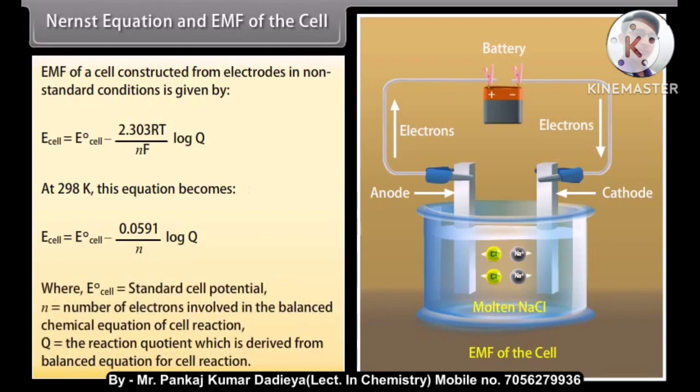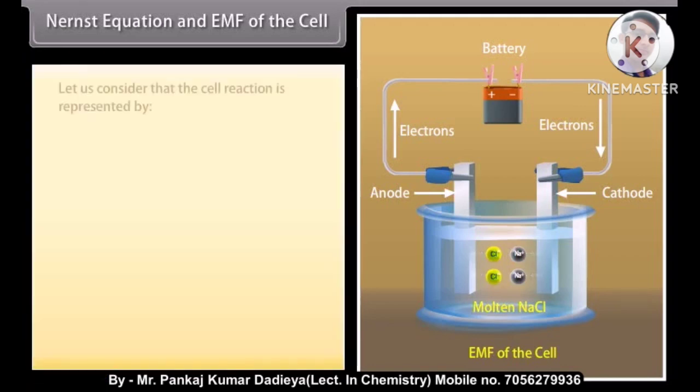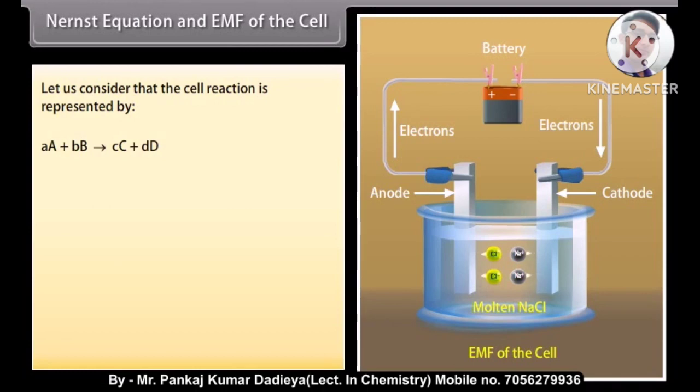Here, E naught cell is equal to standard cell potential, n is equal to number of electrons involved in the balanced chemical equation of cell reaction, Q is equal to the reaction quotient which is derived from the balanced equation for cell reaction. Let us consider that the cell reaction is aA plus bB gives rise to cC plus dD. The value of reaction quotient is given by Q is equal to C raised to the power c into D raised to the power d divided by A raised to the power a into B raised to the power b.